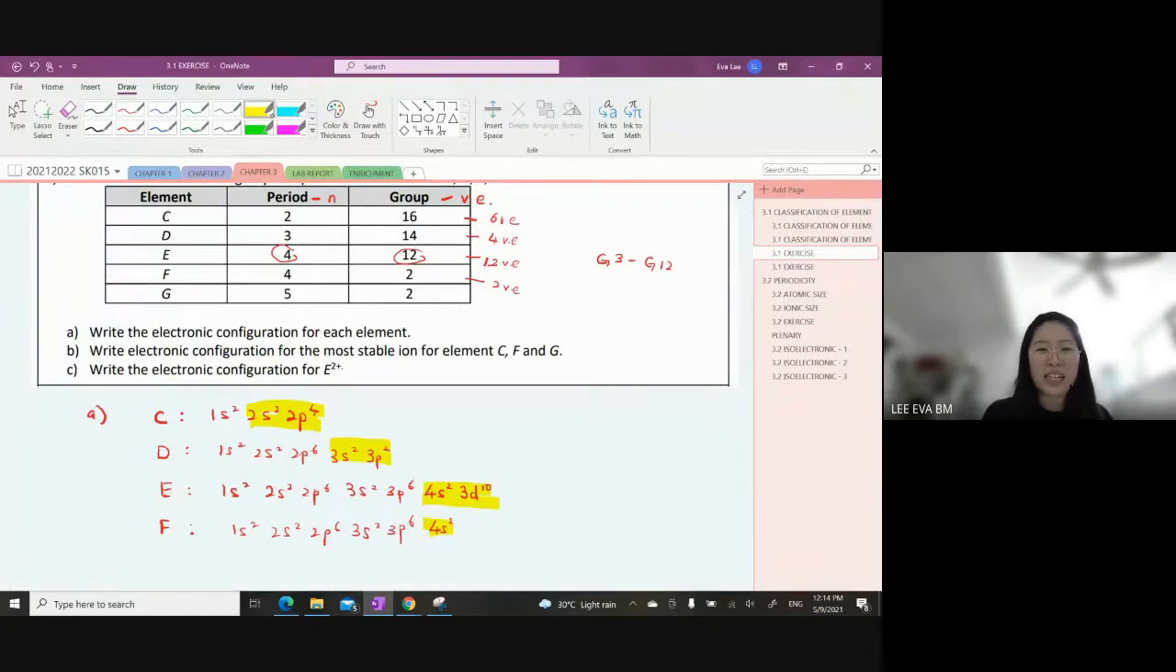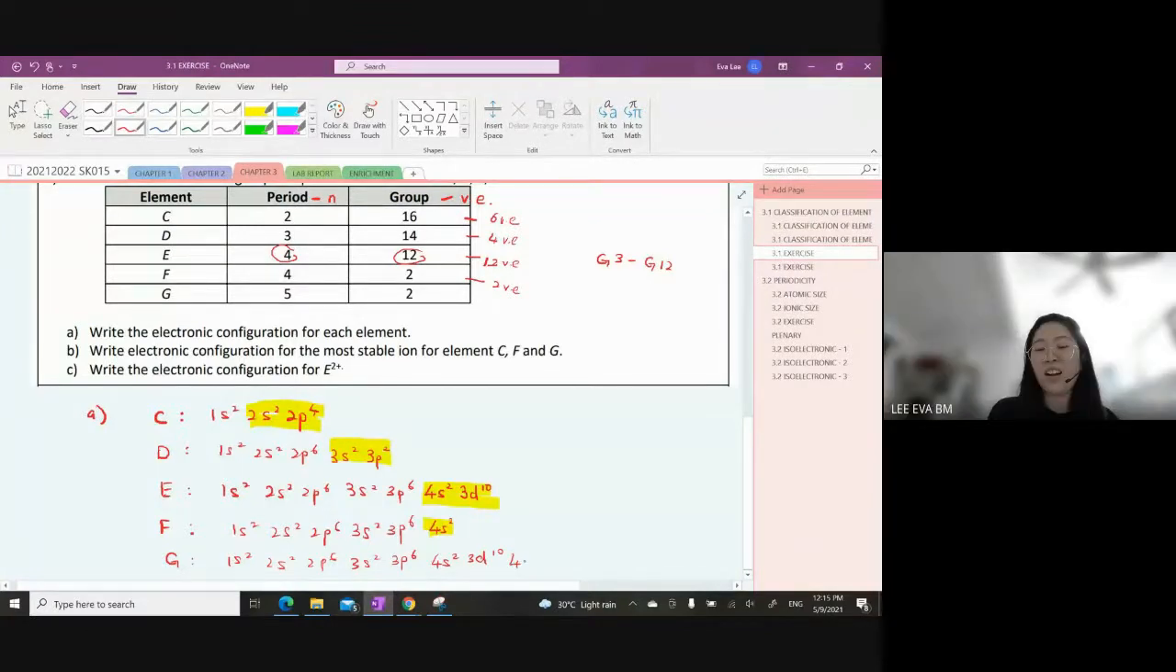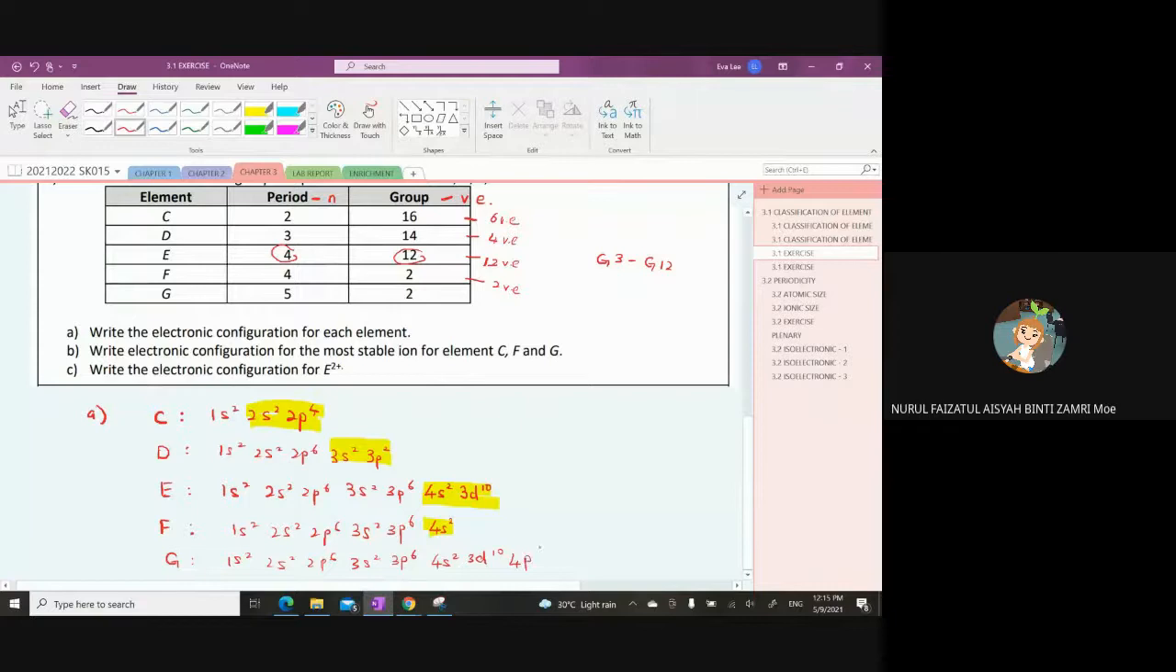How about G? G lagi complicated sebab dia sampai period yang lagi tinggi. G: 1s2, 2s2, 2p6, 3s2, 3p6, 4s2, 3d10, 4p6, 5s2.